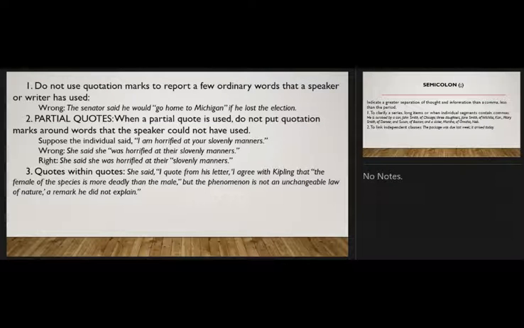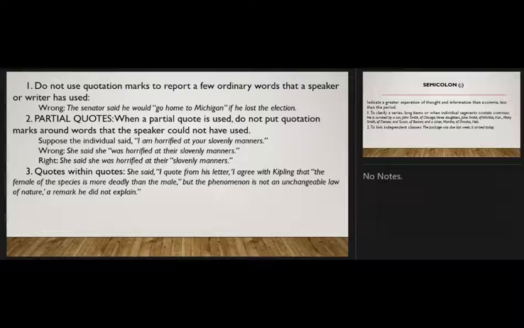First, when quotation marks are used, we need to keep in mind that we do not use quotation marks to report a few ordinary words that a speaker or writer has used. Like the example, the senator said he would go home to Michigan if he lost the election. It would be better to remove the quotation marks.